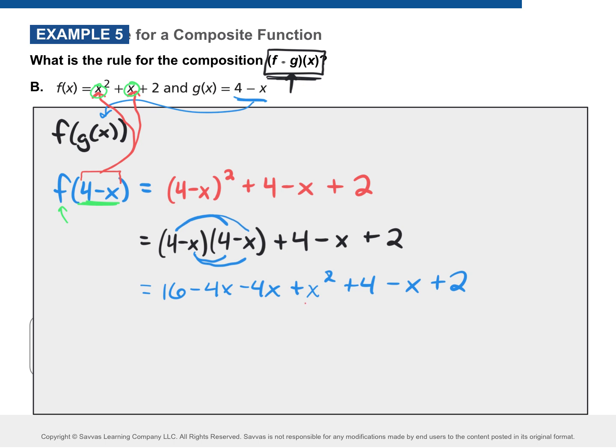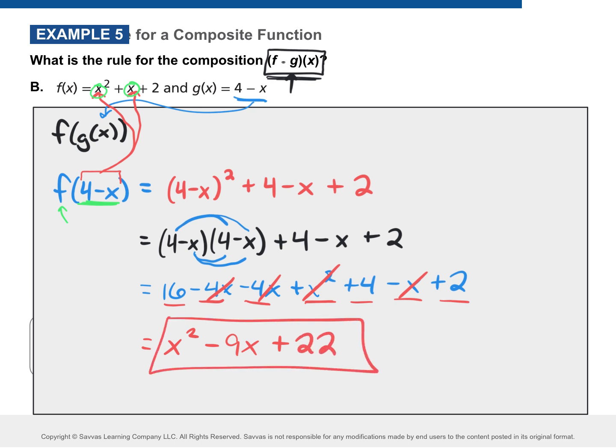So my highest degree is, yep, x squared. So I have x squared. Now I'm going to combine like terms. What's negative 4x minus 4x? Negative 8x minus x. Negative 9x. And then I have 16 plus 4. 20 plus 2. 22. And then once you have it simplified, you are done. That is your new composite function.